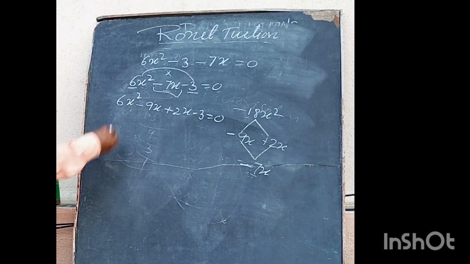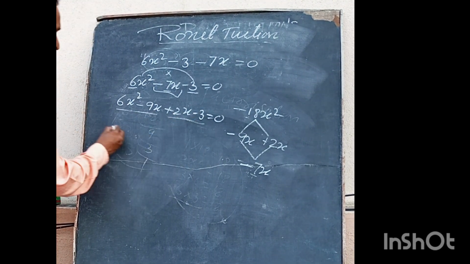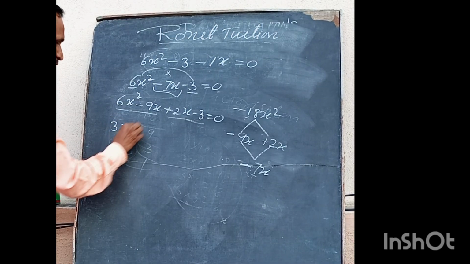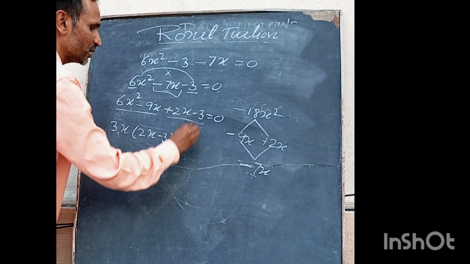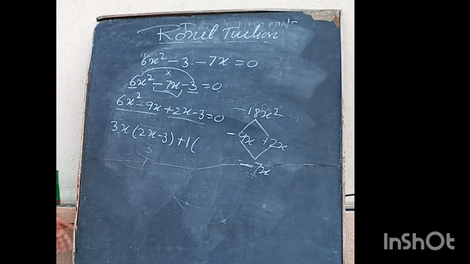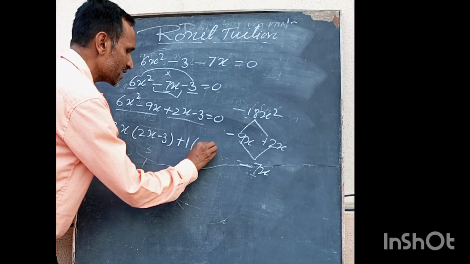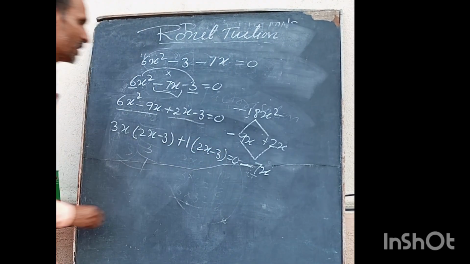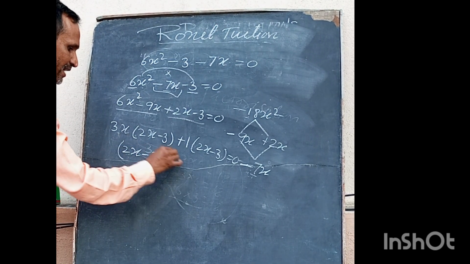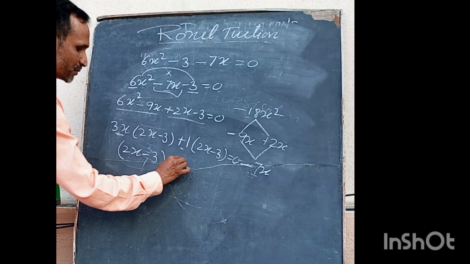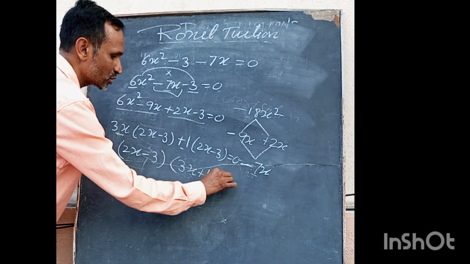Now we take the common factor between the first two terms, so the common is 3x, and the remaining is 2x minus 3. In the last two terms nothing is common, so 1 is the common factor. Nothing common means always 1 is common. So 2x minus 3 is the main common factor. What remains? 3x remains plus 1 remains. So 3x plus 1 is equal to 0.